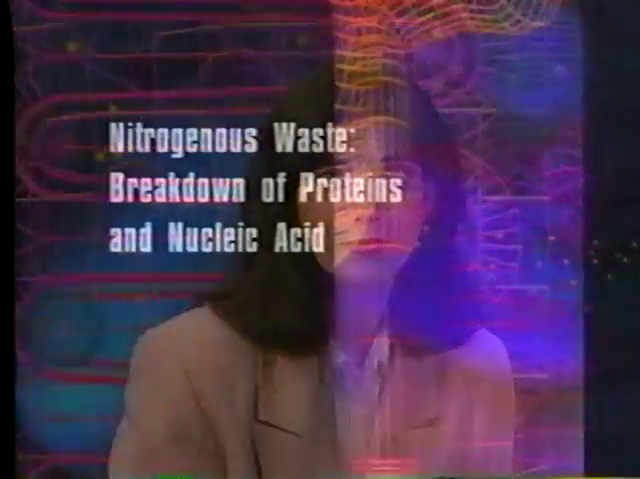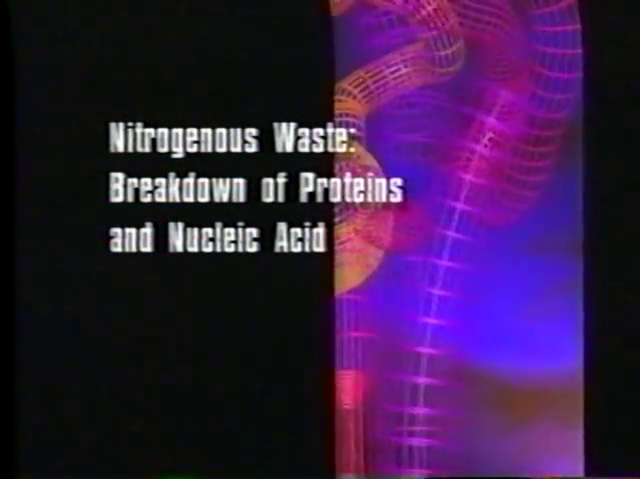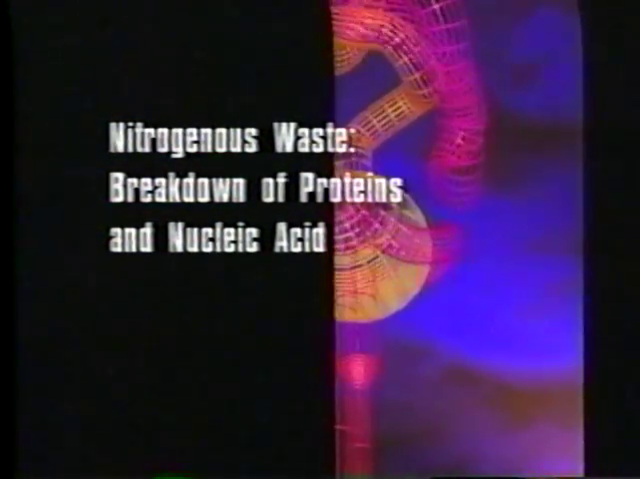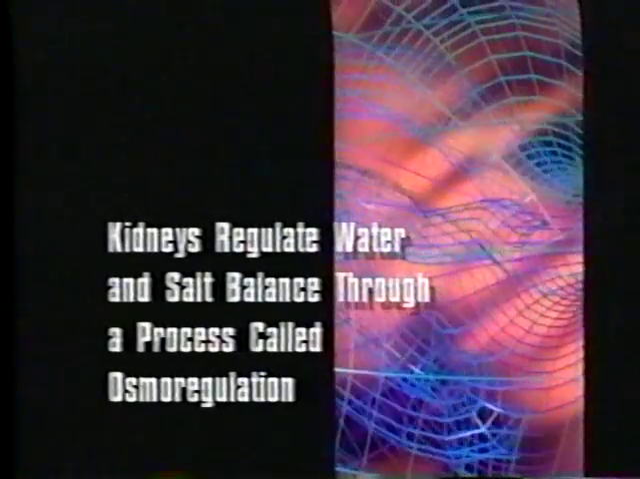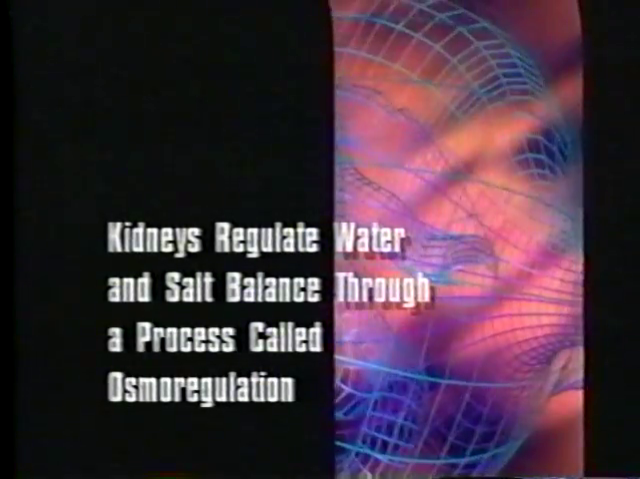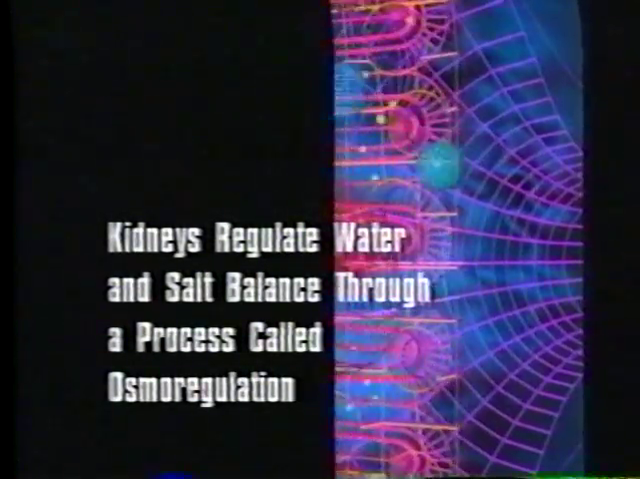Your kidneys filter blood, regulating the chemical composition of your fluids. Some molecules are kept and recycled. Others are eliminated as waste. Nitrogenous wastes are produced as your cells break down proteins and nucleic acids. The most common nitrogenous wastes are urea and uric acid. Kidneys also regulate water and salt balance through a process called osmoregulation.